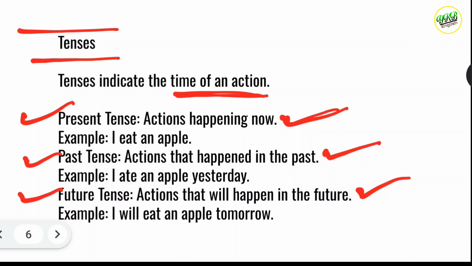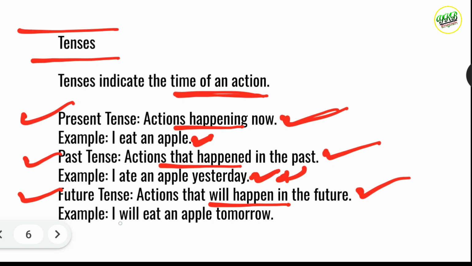So future tense, actions that will happen in the future. Past tense, actions that happened in the past. Present tense, actions happening now. For example, I eat an apple. So this is a present tense example here. Next, I ate an apple yesterday. Yesterday means past time, already happened. So this is an example of past tense.